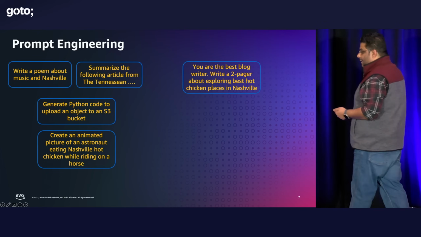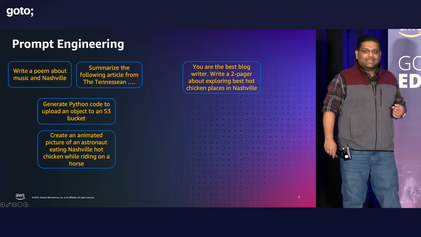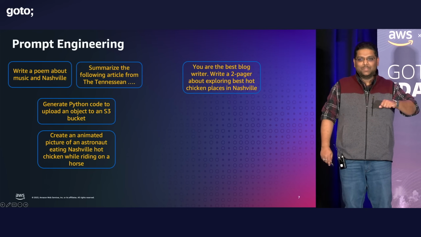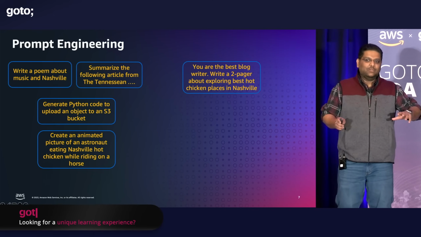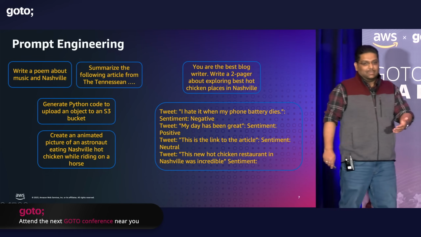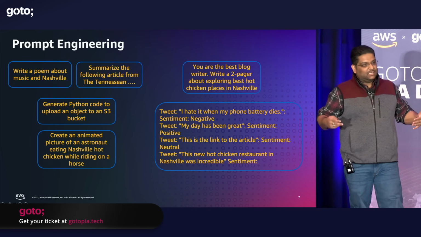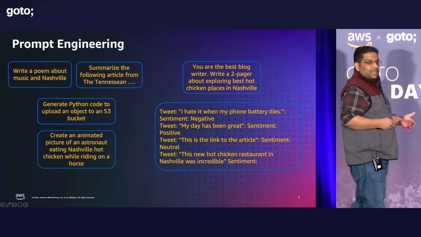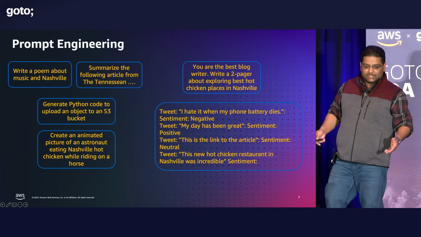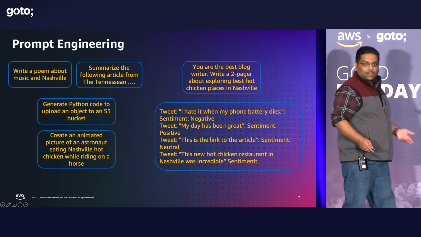You can ask LLMs to provide you text. And in that case, you have to train them. You have to say, hey kid, hold on, listen to me. This is how it should work. Can you give me a new output that looks like this? So one example is you can provide some context and say, I have these many tweets and these are the sentiments. Can you go and figure out the sentiment for the last tweet, which is: the new hot chicken restaurant in Nashville was incredible, right?